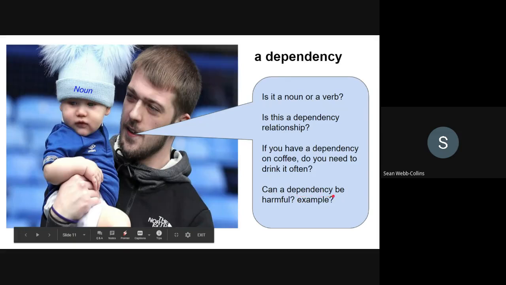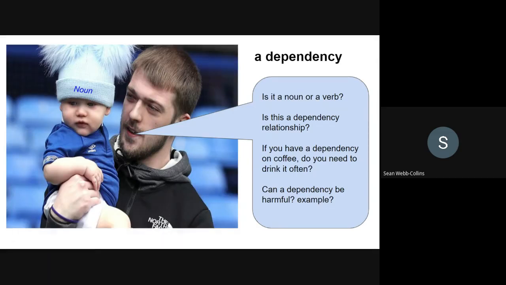Can a dependency be harmful? Remember, a dependency means having a dependence on something, a reliance on something to need it. So, can it be harmful? Yes, it can be. If you need something to live your daily life and you can't have it, then it can be harmful. What's an example? Smoking. For example, smoking is a harmful dependency.